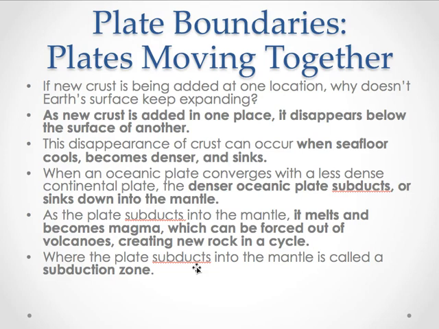So when an oceanic plate converges with a less dense continental plate, remember the continental plates are younger, they haven't cooled down as much, so they're not as dense. So that denser oceanic plate is going to subduct or sink down below into the mantle. As the plate is subducting into the mantle, it melts and turns into magma. And magma can be forced out of a volcano, and that's going to create new rock in a cycle. Where the plate subducts into the mantle is called the subduction zone.